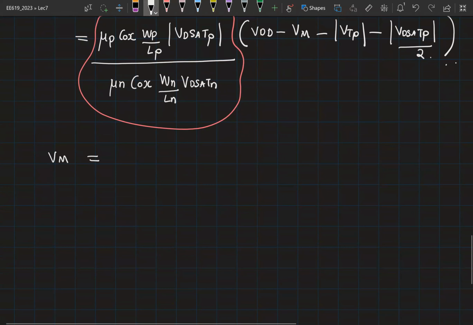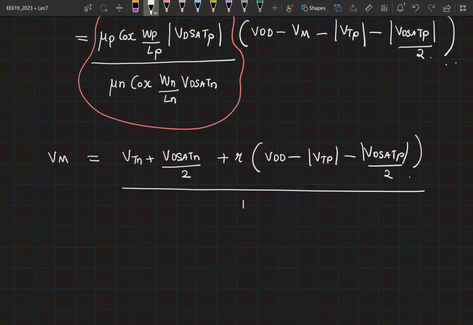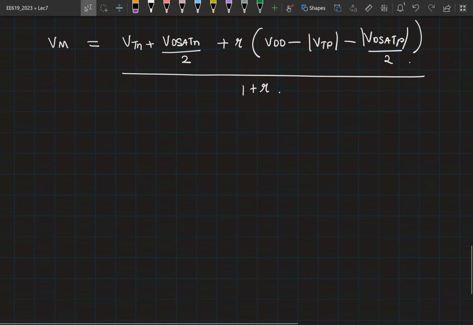So you should have gotten the expression VM equals VTN plus VD sat n by 2, plus R into VDD minus mod VTP minus mod VD sat P by 2. Is that all? Divided by 1 plus R. So this is still a very complicated looking expression. So we are going to do further simplifications to understand this.